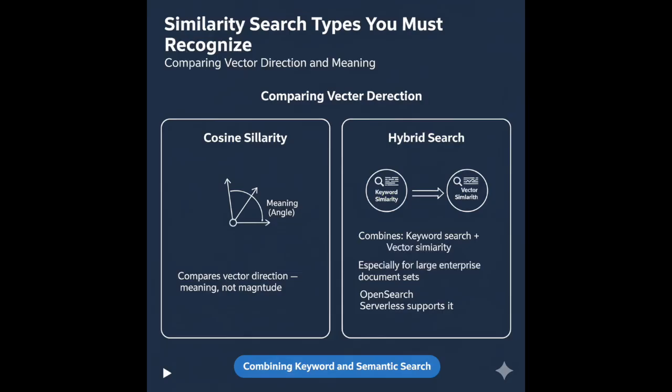Part 7, similarity search types you must recognize. Most systems use cosine similarity. It compares vector direction, meaning, not magnitude. AWS also loves hybrid search. Hybrid search combines keyword search and vector similarity. This works especially well for large enterprise document sets, and OpenSearch Serverless supports it directly.